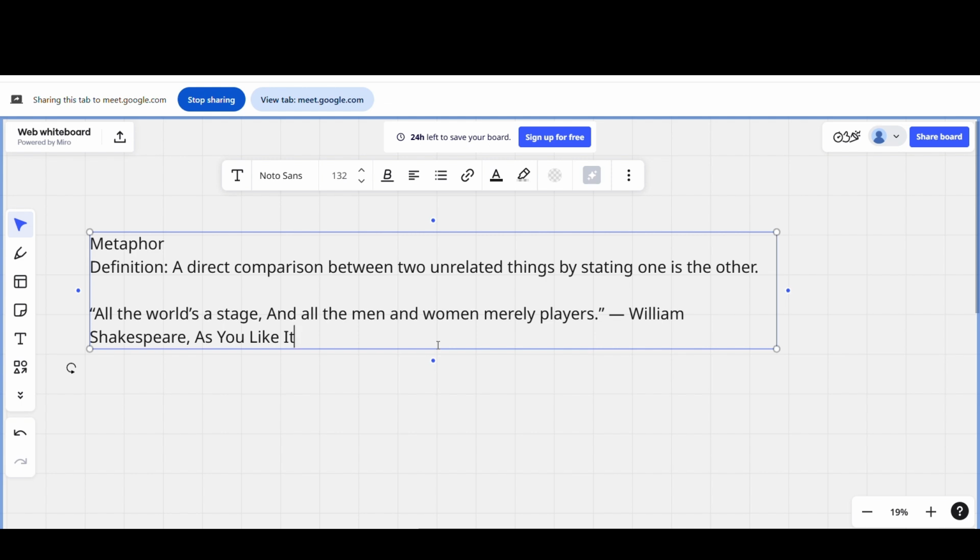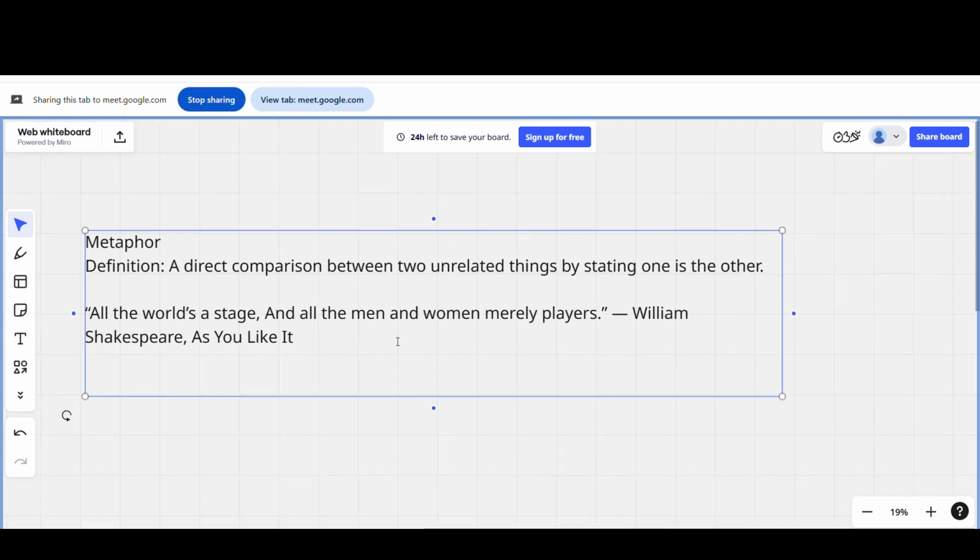Or do you know simile? Just give me an example. As cool as a cucumber, as blind as a bat. Okay, see, for example, a simple example of metaphor.